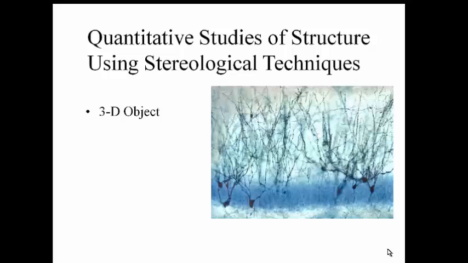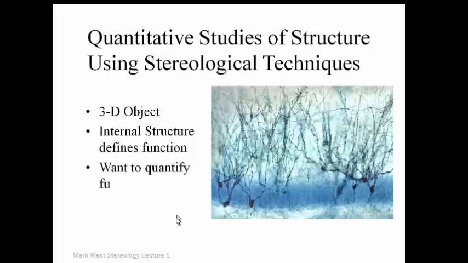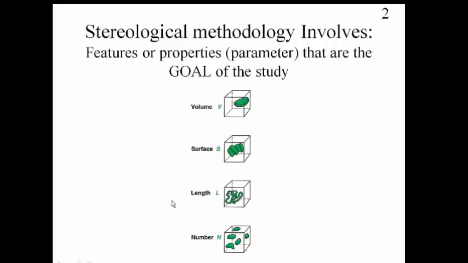So generally we're talking about 3D objects or three-dimensional structures, and we're convinced that the internal structure defines the function, and that we want to make some sort of quantitative statement about function based on the morphology or quantitative measures of the morphology. Now, the stereological method involves features or properties, and these are generally the goal of the study. We may be interested in the volume of a particular organ system, or the surface of that system, or the length of that system, or the number of objects within that system.